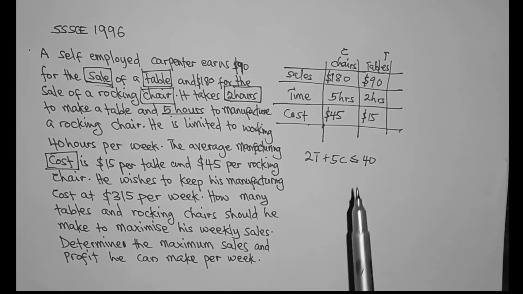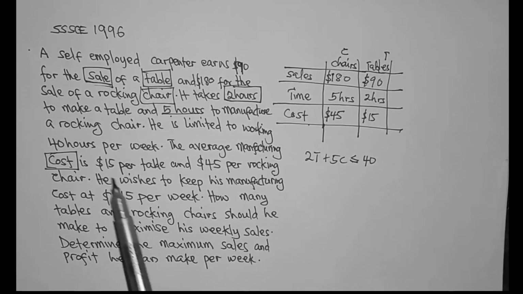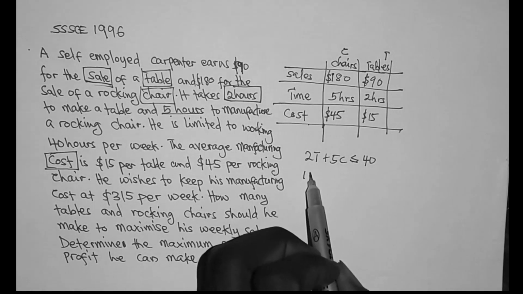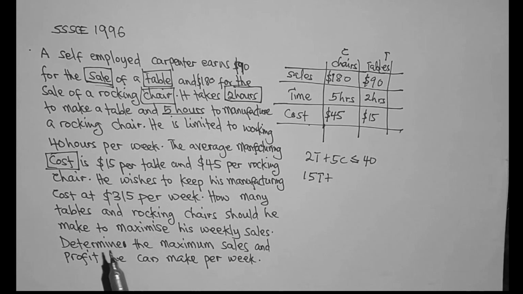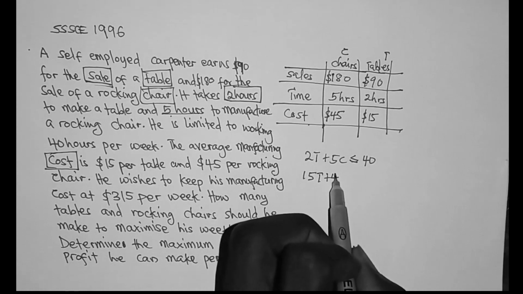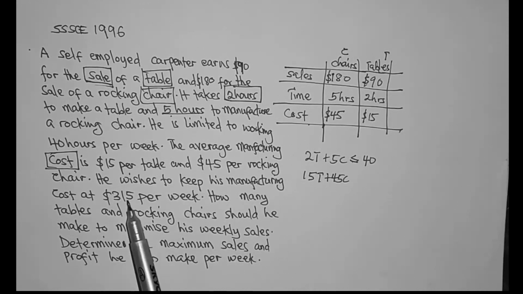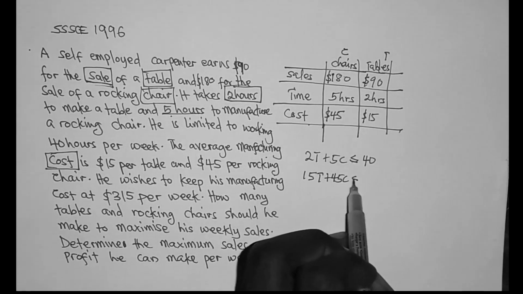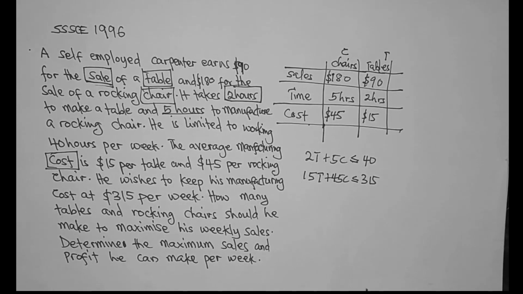Now, let's write the second constraint. He says that the average manufacturing cost of a table is $15, so we have 15T, then $45 per rocking chair, so plus 45C. Then he wishes to keep his manufacturing cost at $315, so that means it must not be greater than $315. So this is the second constraint.